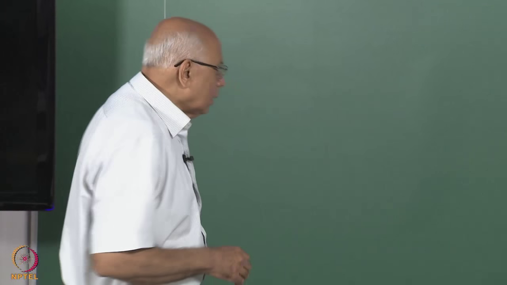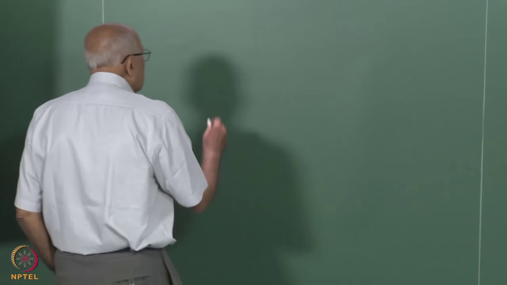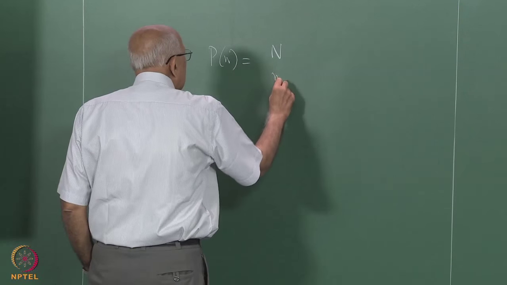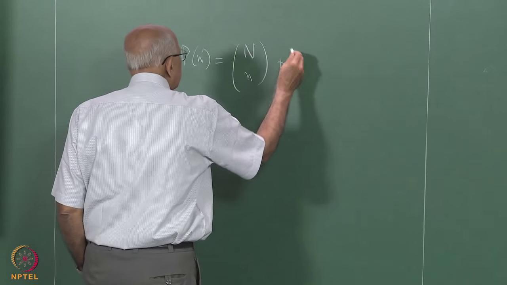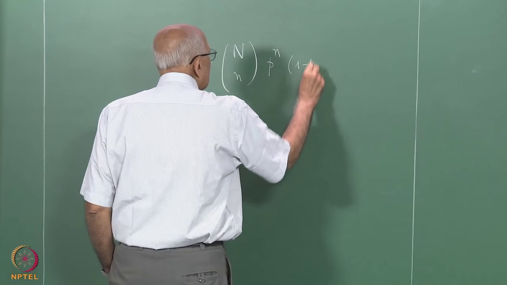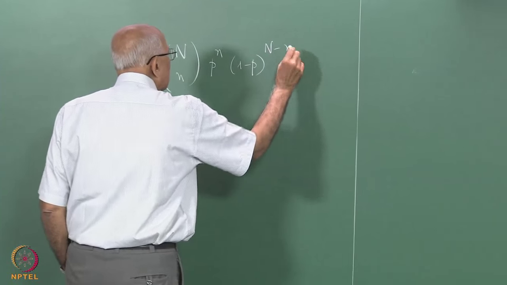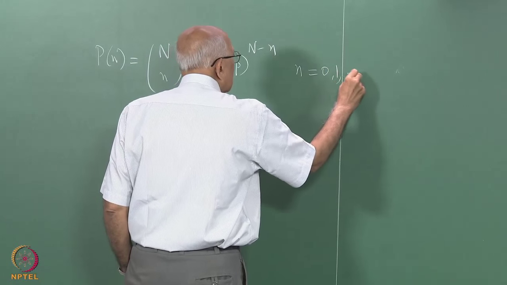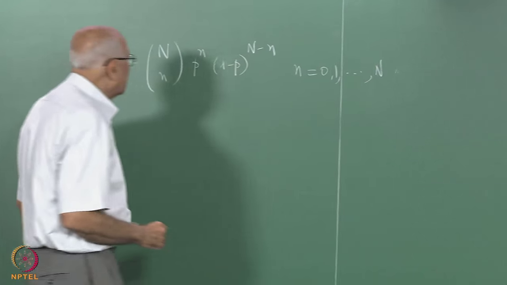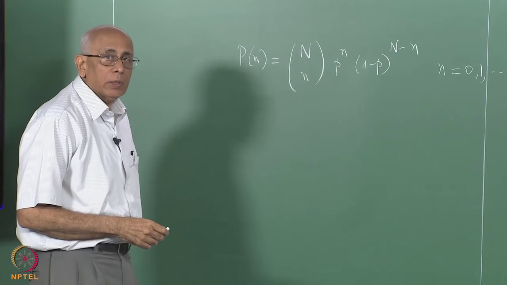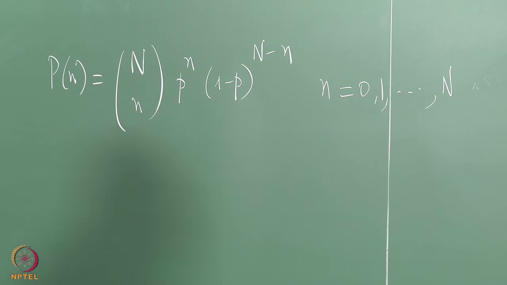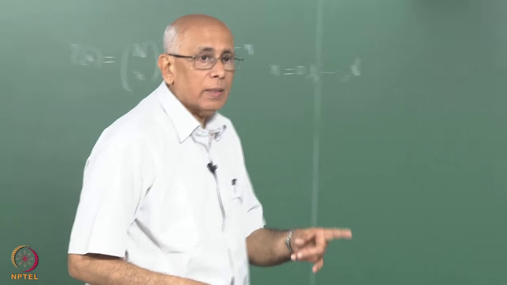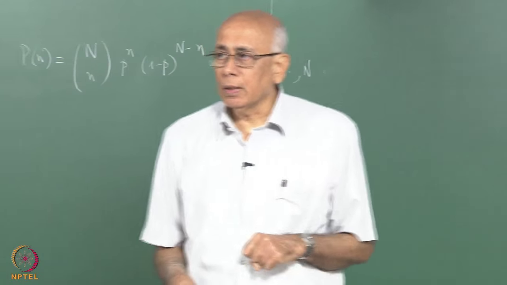Okay. If you recall, the formula we had for the binomial distribution was P of n, where n runs from 0 up to capital N here. That was a binomial distribution, and this is the distribution of a set of Bernoulli trials, capital N Bernoulli trials, each with a probability little p of success.